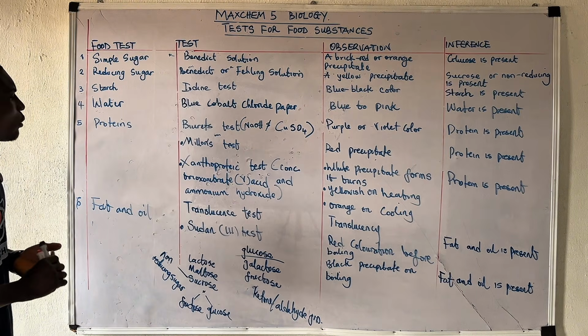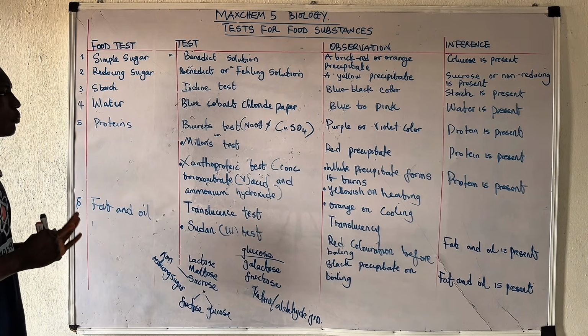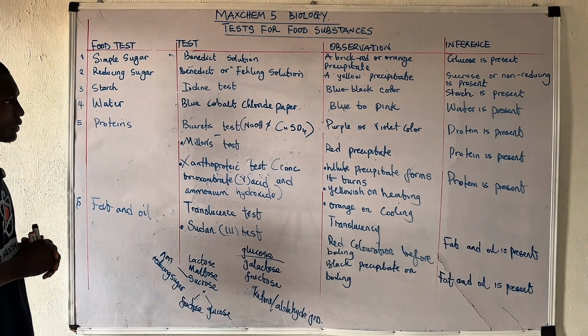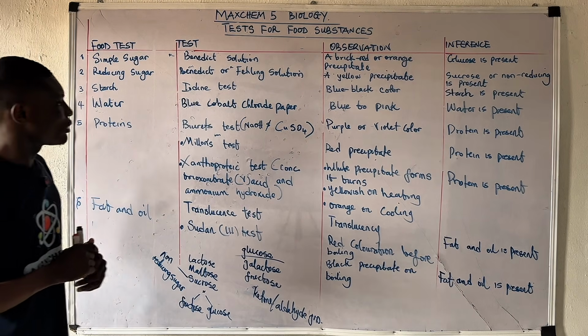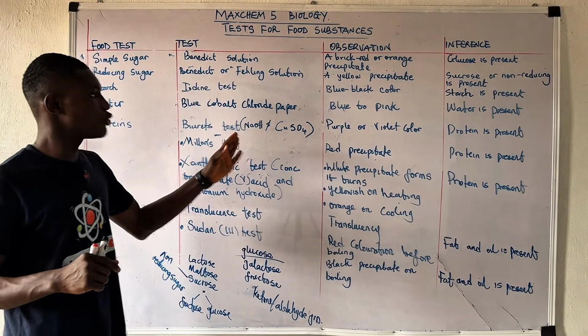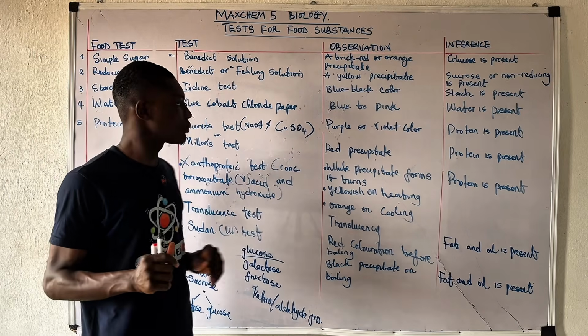Proteins. Now, there are three major tests for proteins. The first is the Biuret test. The Biuret reagent is made up of sodium hydroxide and copper 2 solution.